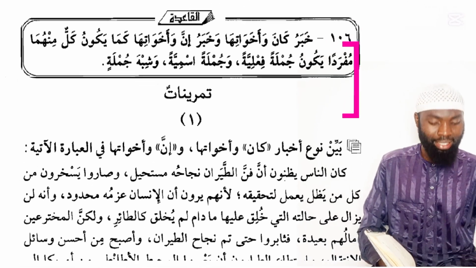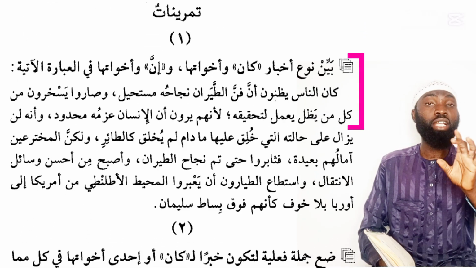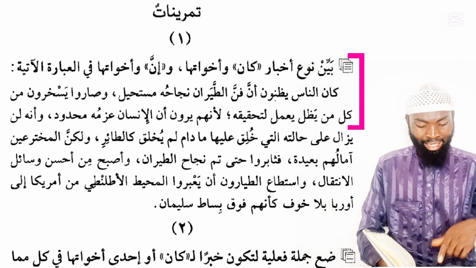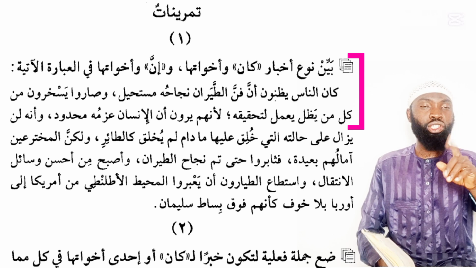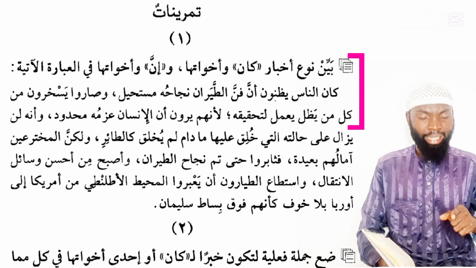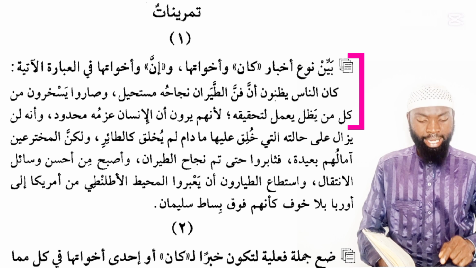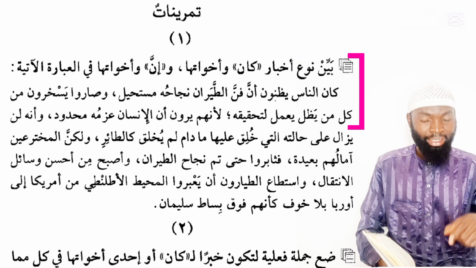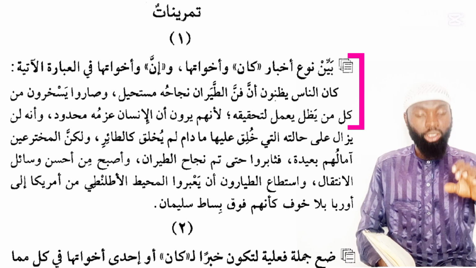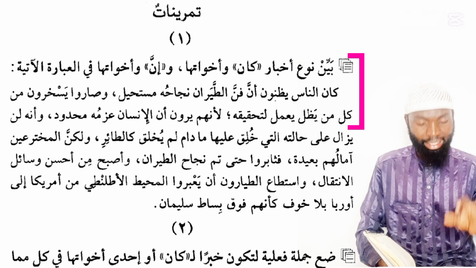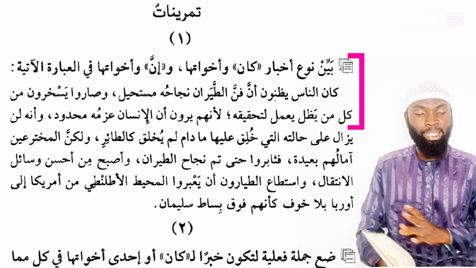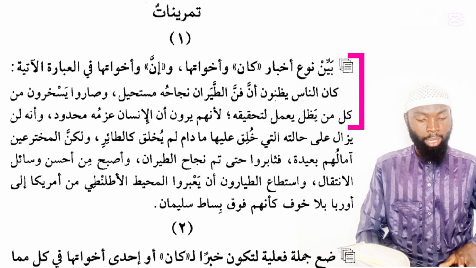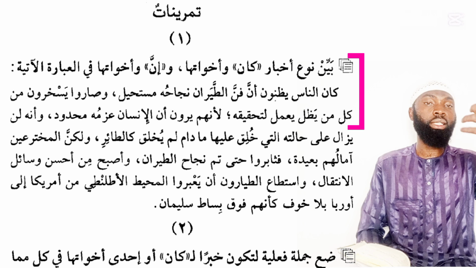Now, having understood this, let's solve these short exercises in order for us to be rest assured that we understood the topic perfectly. The first exercise, the instruction says: indicate the type of predicates of kana and his sisters, and inna and his sisters, in the following expression. Let's read the meaning and pick the khabar.